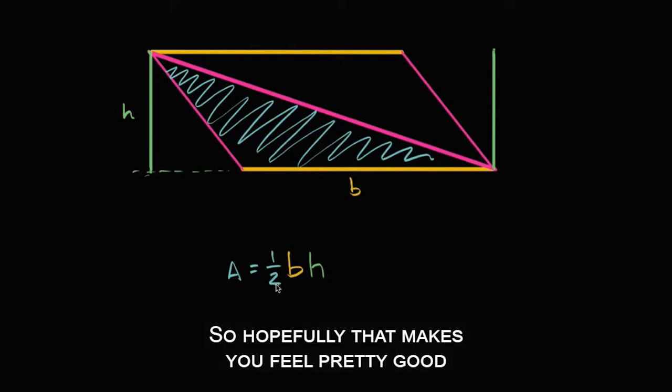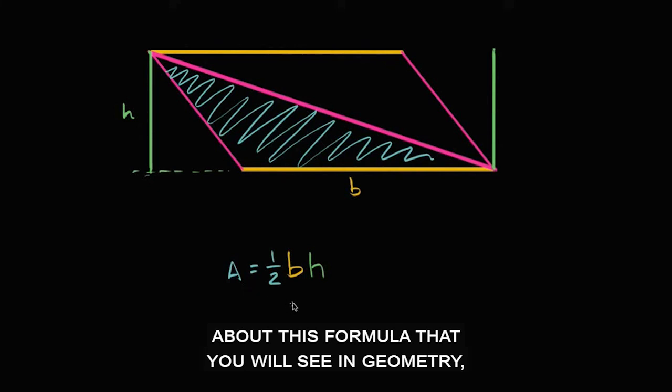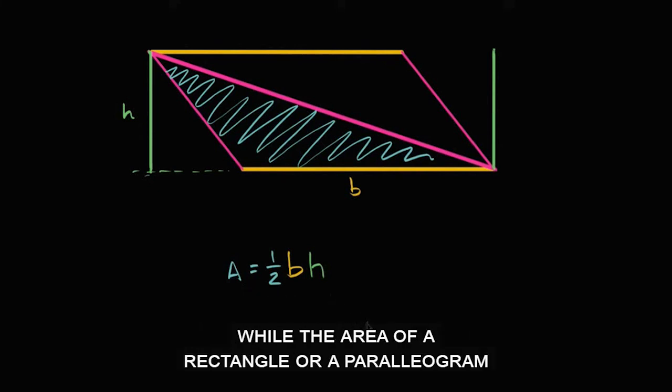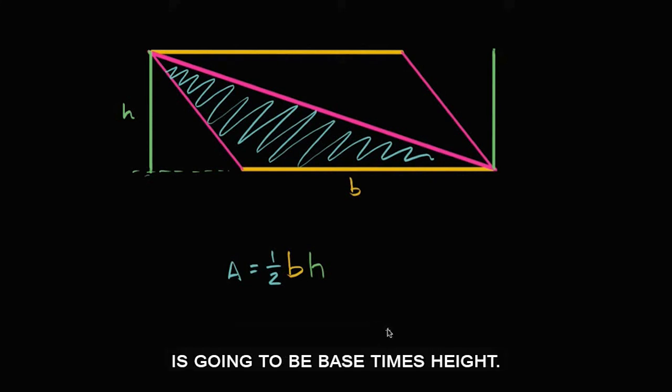So hopefully that makes you feel pretty good about this formula that you will see in geometry, that the area of a triangle is 1/2 base times height, while the area of a rectangle or a parallelogram is going to be base times height.